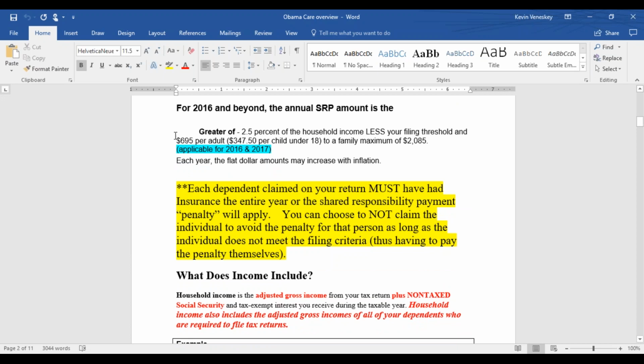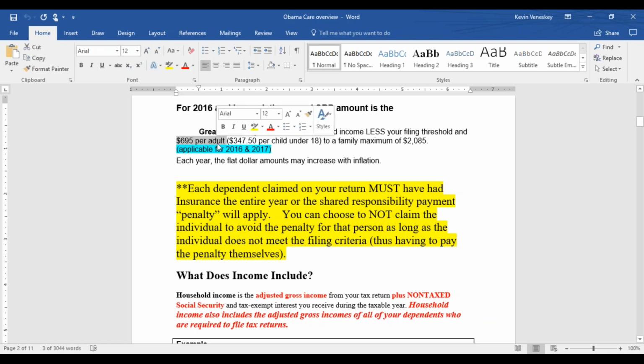And what that means is you're going to pay the greater of. A lot of times in taxes, it's always the lesser of, but this one is the greater of 2.5% of your household income less your filing threshold. So your household income, say you made $50,000 at your job, you do get to take off your filing threshold, which if you're, say, single, that's $10,350 for the year 2016. You do get to take that amount off like a standard deduction and personal exemption. You pay 2.5% of your income, basically your taxable income, or the greater of that, or $695 per adult on your return, plus $347.50 for any child on your return.